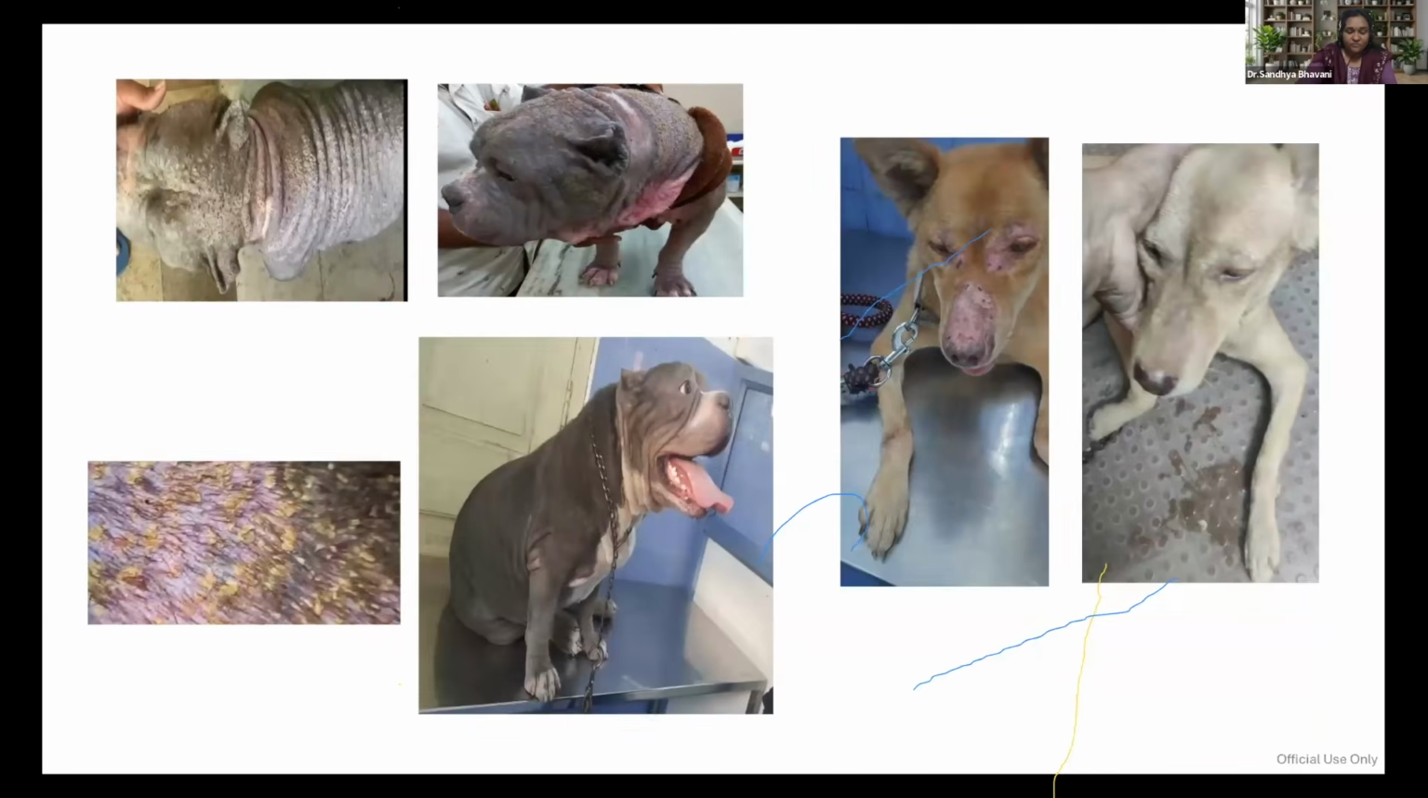So this is pemphigus foliaceus throughout the body. You can see crusty lesions, and this is the dog before and after therapy.